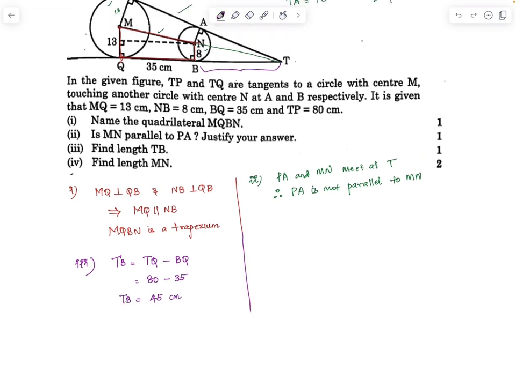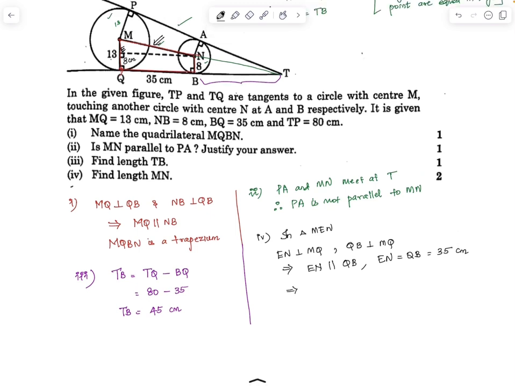Question 4. Find the length MN. That is, we have to get the length of this line segment. For that, let's view this small triangle MEN. MN is the hypotenuse. From the question, EN is perpendicular to MQ and QB is also perpendicular to MQ, which implies that EN is parallel to QB. Obviously, EN also becomes equal to QB.